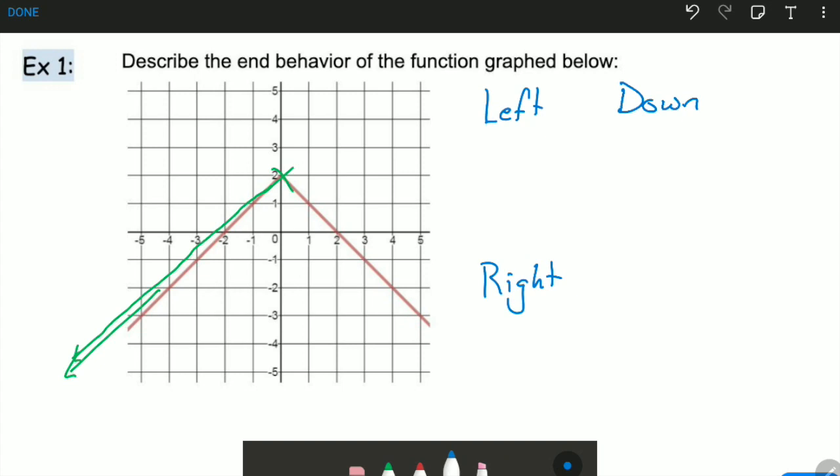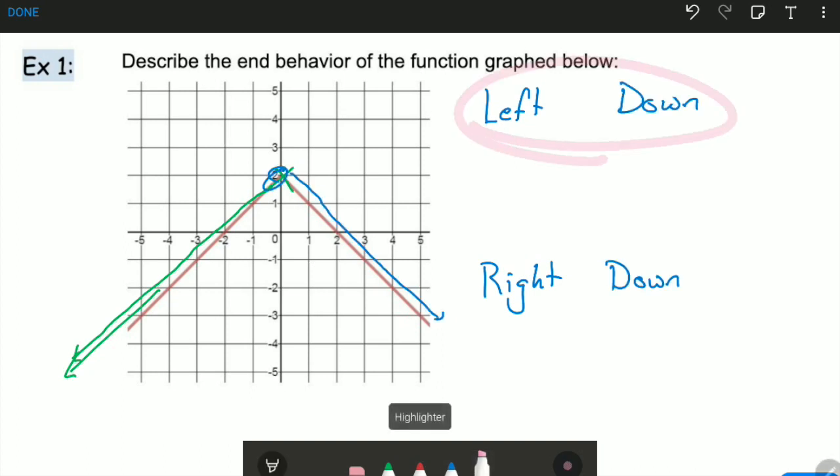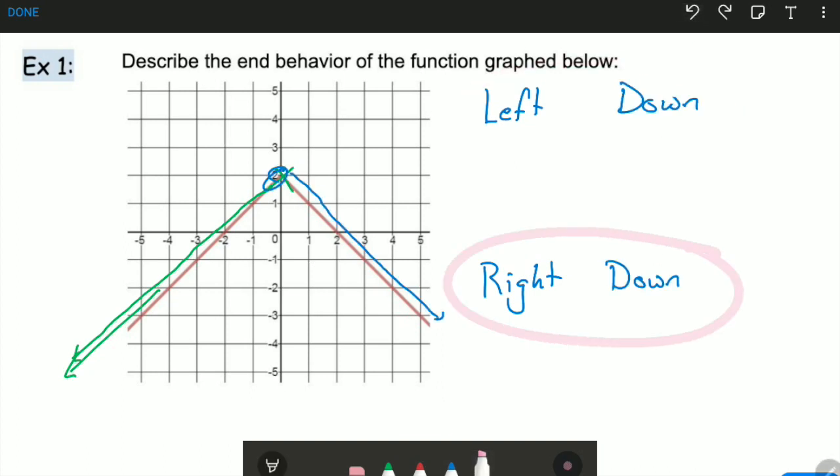Now, if I go to the right side, I'm going to start in the middle again and then move to the right. What is happening for this graph? Well, as I run off to the side, you can see that we're going in a downwards direction. So the right goes down as well. Now, normally the words aren't the end-all be-all, but we can see that the left side is going down and the right side is going down as well. This is the gist of end behavior, but we want to describe it mathematically.